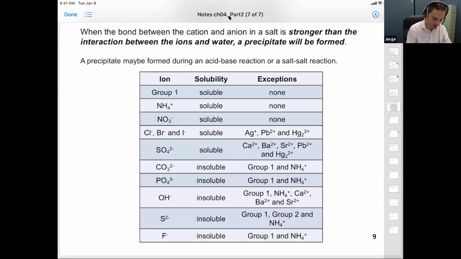If we move all the way here to phosphate, phosphate will always form insoluble salts, except when it combines with group 1 or ammonium. Okay, so that's what the table is telling you.